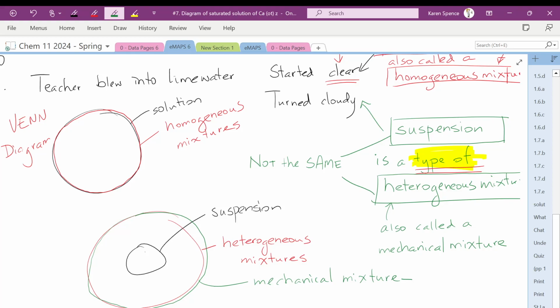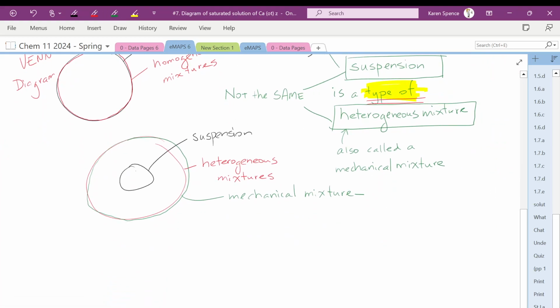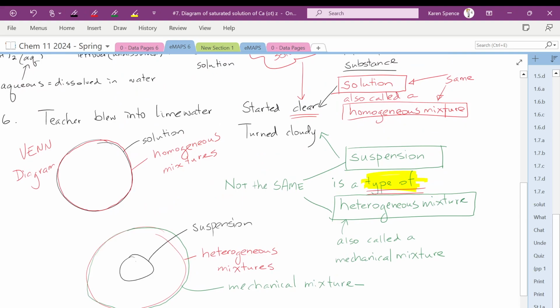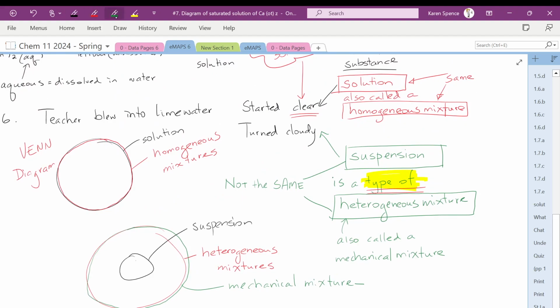Could you, for your partner, draw a particle view of a homogeneous mixture and a heterogeneous mixture? Before we do that, we should say that suspensions are always what? Cloudy. Suspensions are always cloudy.